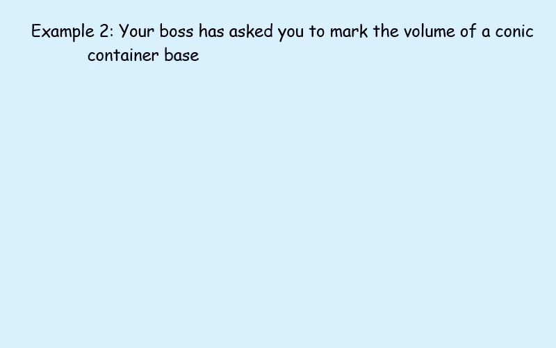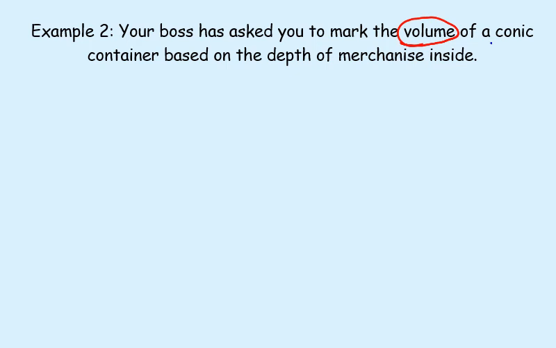So for the second example, your boss has asked you to mark the volume of a conic container, conic means cone, based on the depth of the merchandise inside. So conic, well, hold on, first, we're going to need the volume, and it also says conic, so that means we're dealing with a cone, and it also says depth. So these are the three things that I need to know. I need to know the volume, I need to know the volume of a cone, and I need depth or height of that cone.